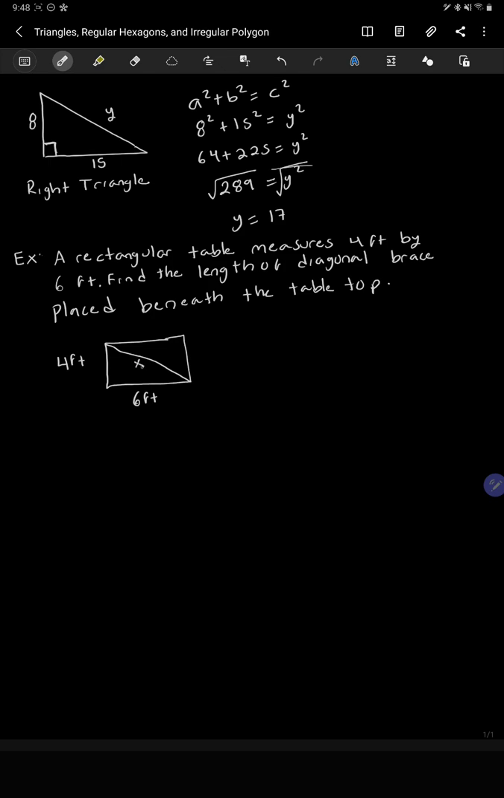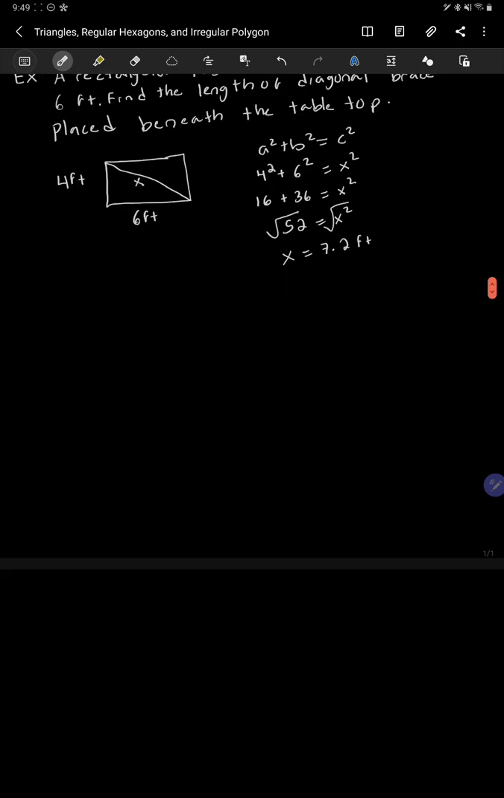So what do we have here? Well, we want to find x. So we got a squared plus b squared equals c squared. A squared and b squared are the two shorter sides. So that's 4 squared plus 6 squared equals x squared. We got 16 plus 36 equals x squared. So we have 52 equals x squared. Take the square root. So x is equal to 7.2 feet. Cool.